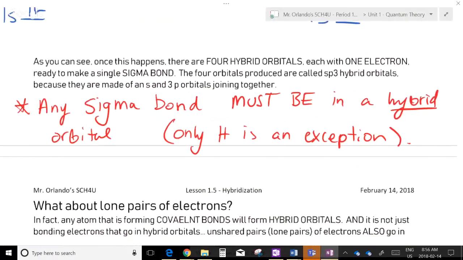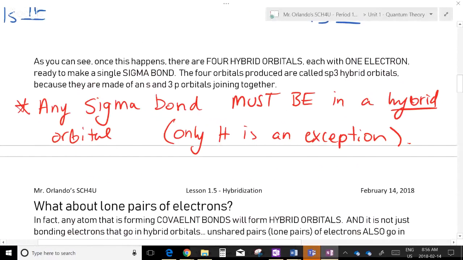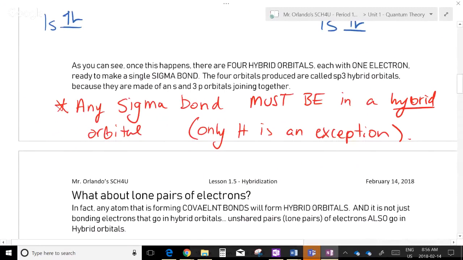So any sigma bond must be in a hybrid orbital, and only H is an exception. Okay, so right away, if you've got a sigma bond, you know you're going to have to make a hybrid orbital for that to happen. So in a case like carbon, where all it's making is sigma bonds, it's in its valence, it's only going to have hybrid orbitals. Does that make sense?